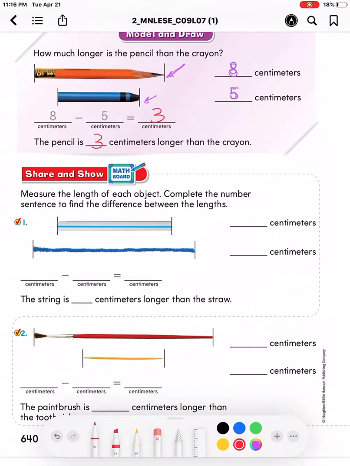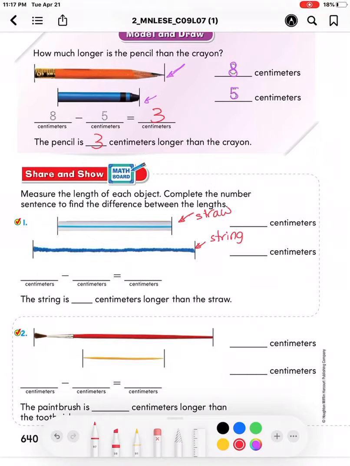Let's start with the share and show with the first question. It says, measure the length of each object. Complete the number sentence to find the difference between the lengths. Now, in question number 1, for example, here I have a straw. This is a straw. And here I have a string, and this is a string. Okay, you should know the name of the objects so you can understand which object you are comparing to which object. Okay, so you should know the names of the objects.